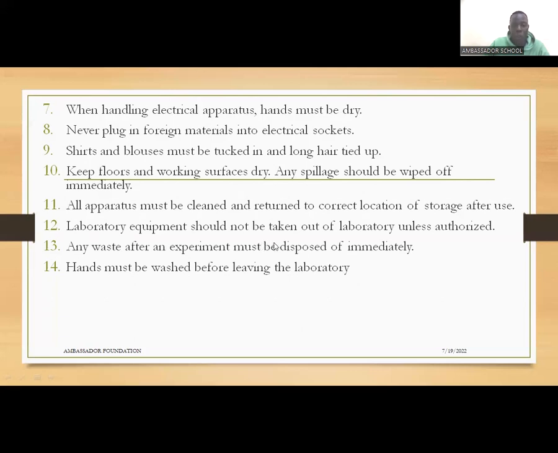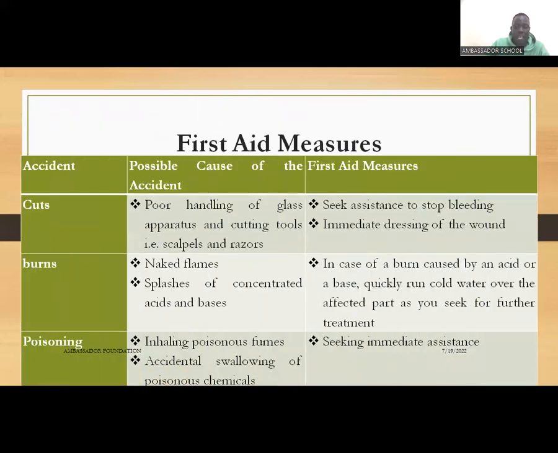Laboratory equipment should not be taken out of the laboratory unless authorized. Some of you will take the stopwatch. Please don't. Any waste after experiment must be disposed of immediately. Yes, any waste. Waste is whatever you will not use again. Hands must be washed before leaving the laboratory. Why? Some of you touch chemicals and end up licking your hands, forgetting it's poison. Take care. Those are just a few amongst many other rules that we must follow in the laboratory.